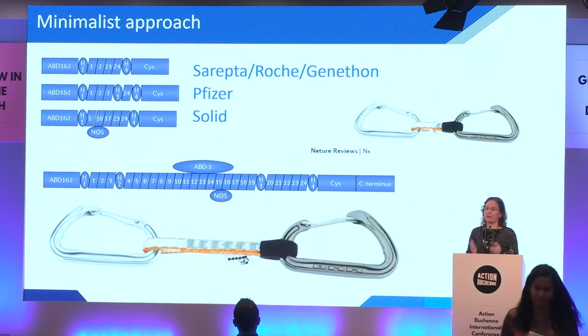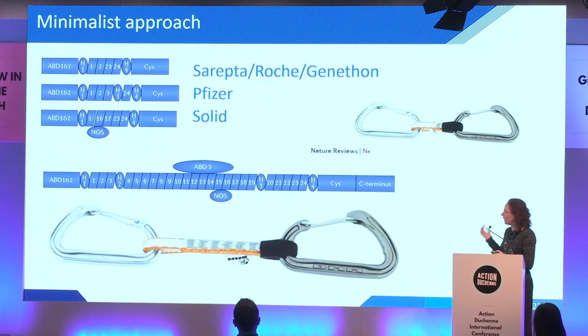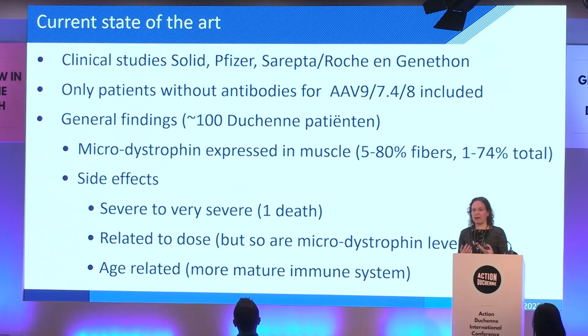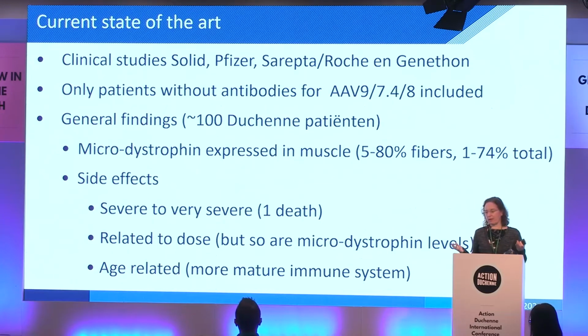In animal models, this is functional, and if you treat animal models that don't make dystrophin, this will improve their muscle function and muscle breakdown. So it's functional, but it's not fully functional. So these microdystrophin viruses have been developed, and there's currently 4 that are in clinical trial by Solid, Pfizer, Sarepta, and Roche. They collaborate, and Genethon. They use 3 different types of AAV, 7.4, 8, and 9. And combined, roughly 100 patients now have been treated.